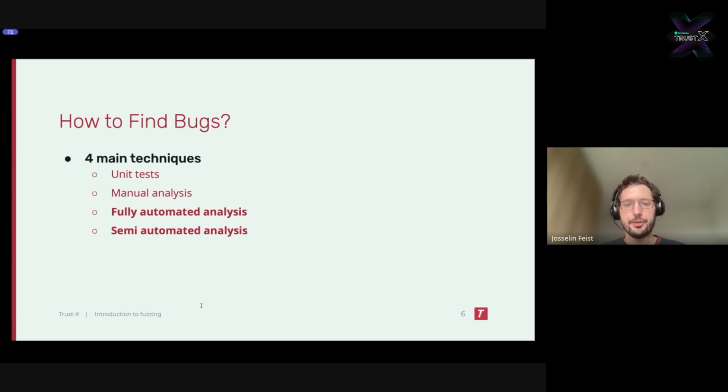First one, unit tests. You are going to use something like Foundry or Hardhat, where you create a specific scenario, and you try to see if the program behaves the way you think it's going to behave. Pretty common for software developers. You should use unit tests, and they are definitely useful to find classes of bugs, but in practice, they are not going to be that useful to find security-related vulnerabilities.